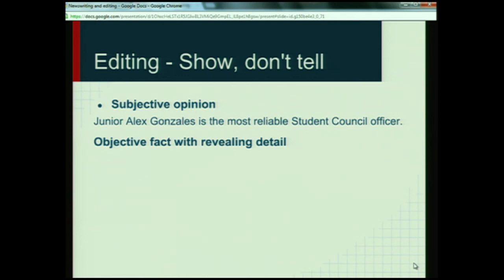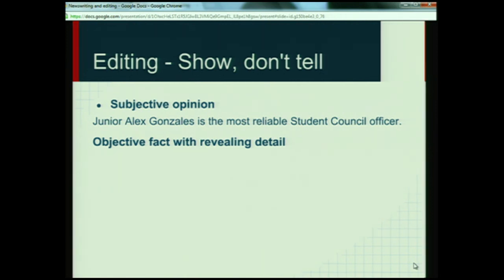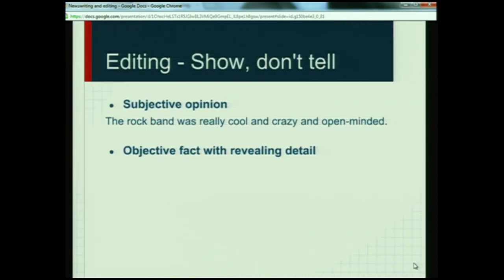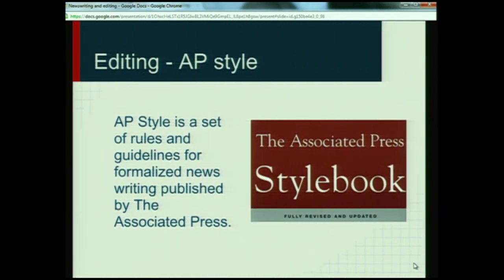I was going to have you go through these, but Junior Alex Gonzalez is the most reliable student council officer. That's subjective. How would you make that an objective sentence? You have to show that he's responsible, right? But that's tough. I would really spend some time working with your kids to show, not tell. So we'll skip past these examples. I was going to have you work really hard.